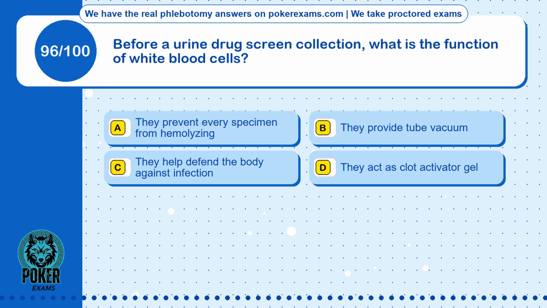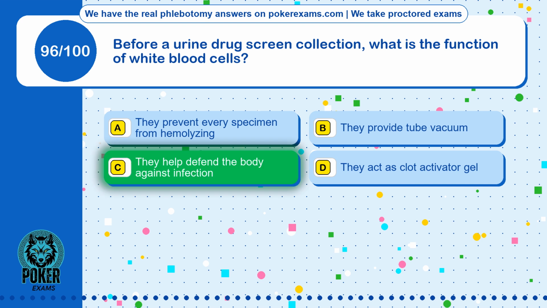Question 96. Before a urine drug screen collection, what is the function of white blood cells? Option A. They prevent every specimen from hemolyzing. Option B. They provide tube vacuum. Option C. They help defend the body against infection. Option D. They act as clot activator gel.